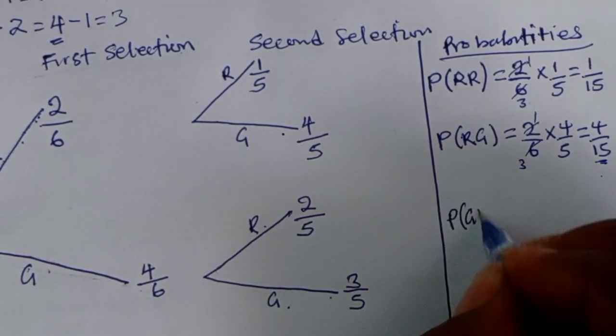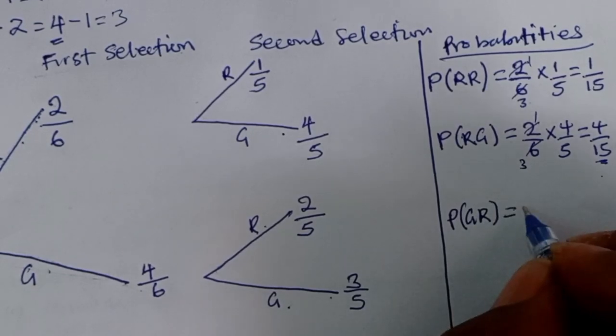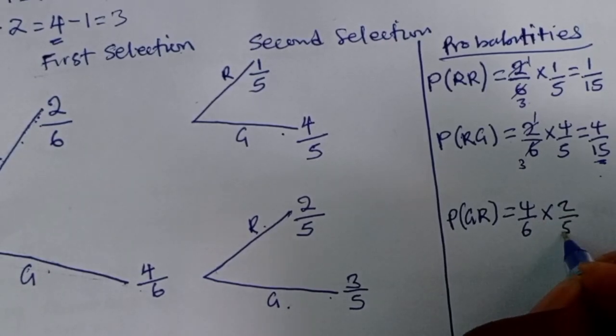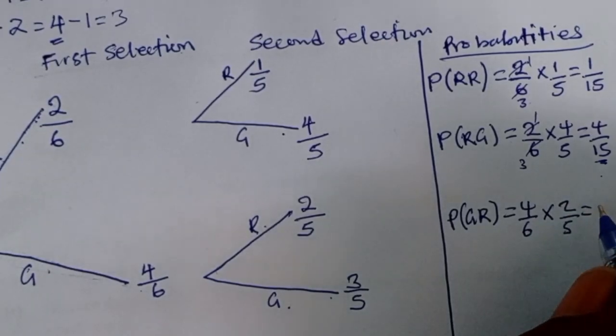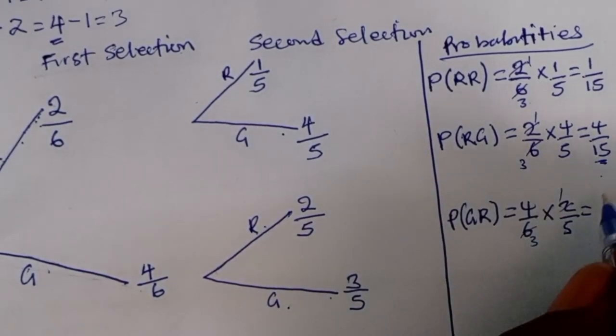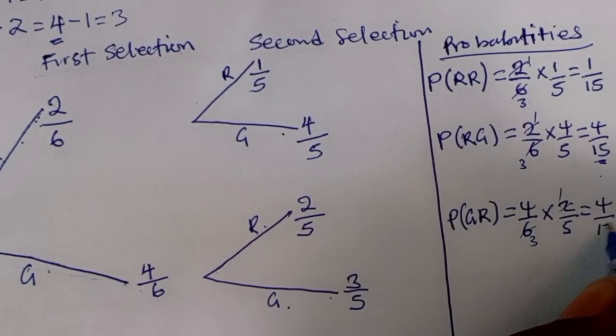Probability of green, red. So green is 4 over 6 times red, which is 2 over 5. So there we have 2 there, it's 1, 2 there, it's 3. So we have 4 over 15.